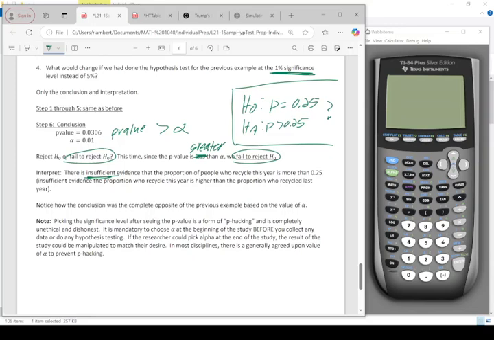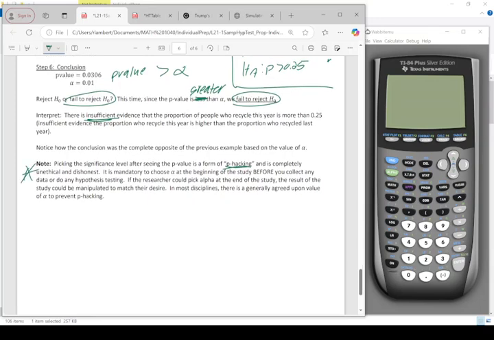So what we just did is an example of p-hacking. It's bad. Well, we didn't really do this on purpose, but the moral of the story right here is you can't get to the p-value and then choose alpha, because you could manipulate the study to say whatever you want.